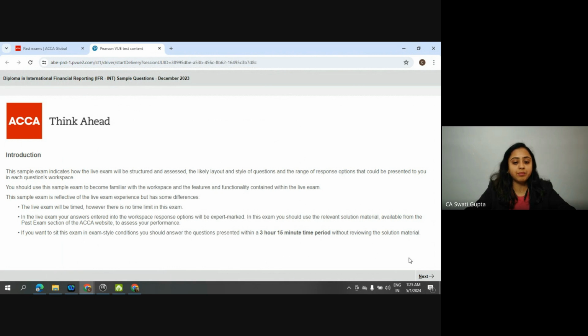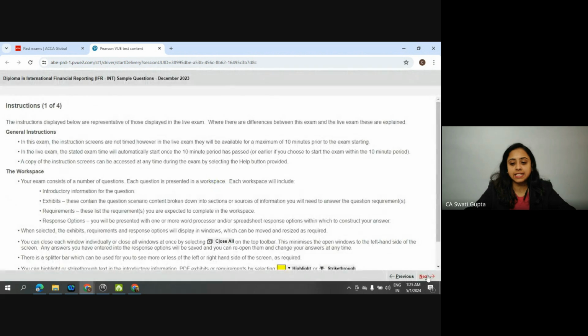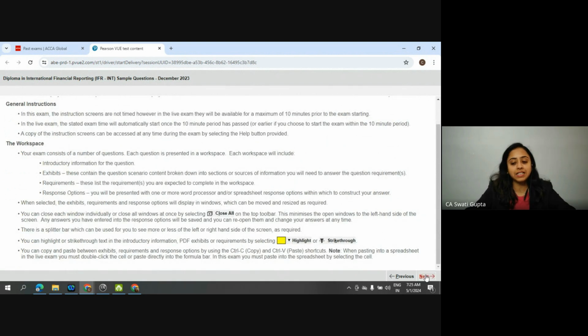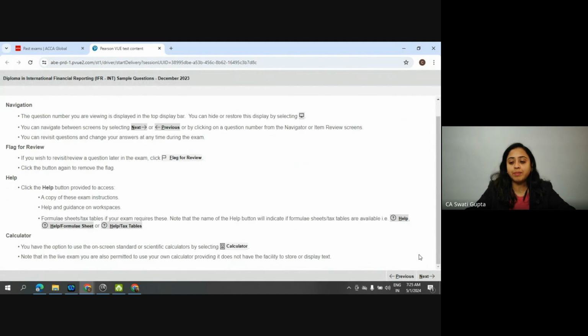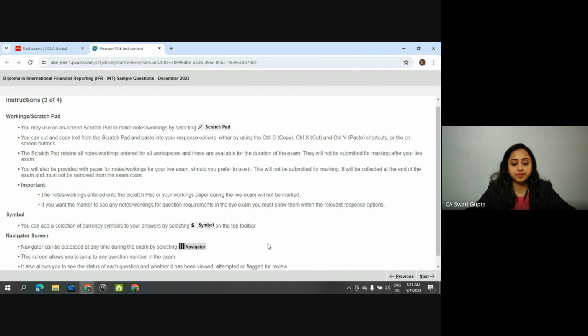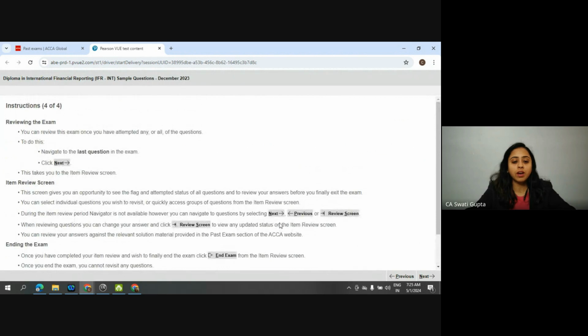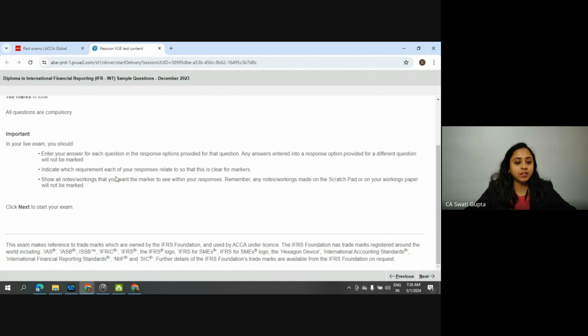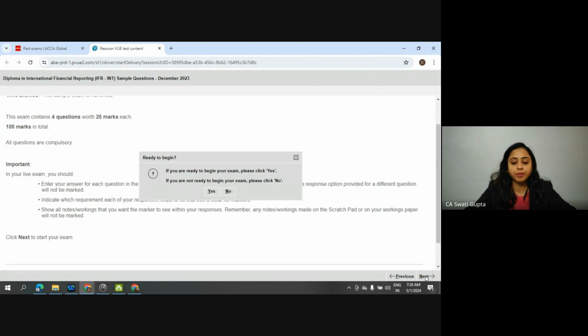Okay, so this is the time period, information given. When you click on next, this is all the information given about the computer based exam. We can get back to this later. Also, students aiming to clear the diploma in IFRS will have a separate session to practice on the computer, and how to approach the paper.